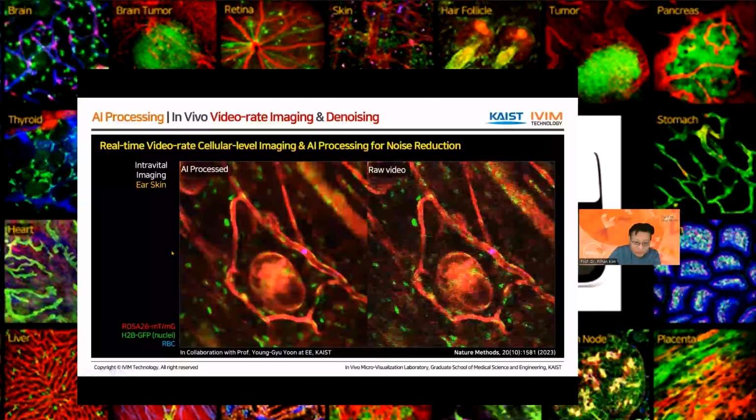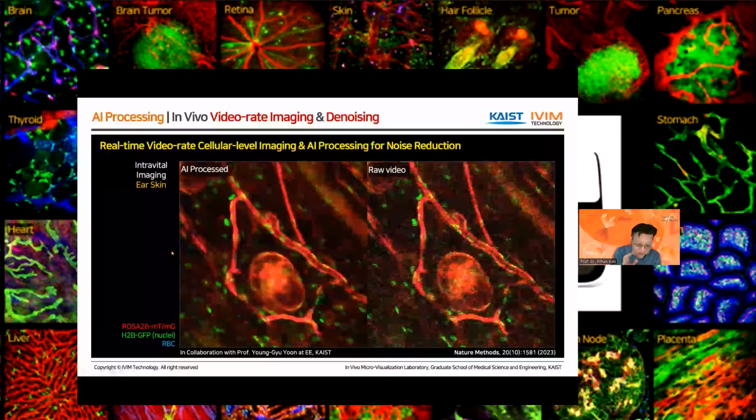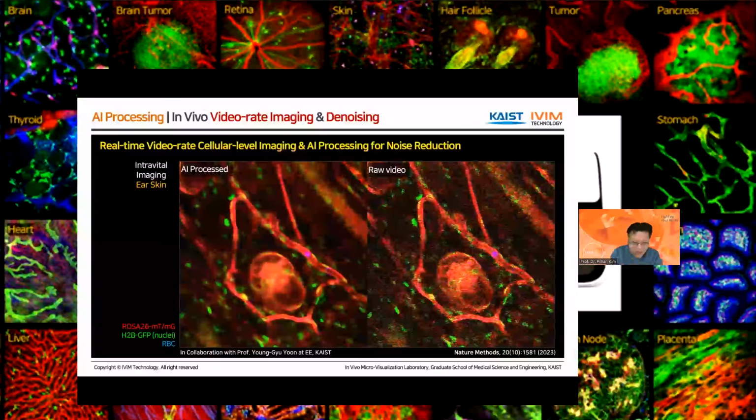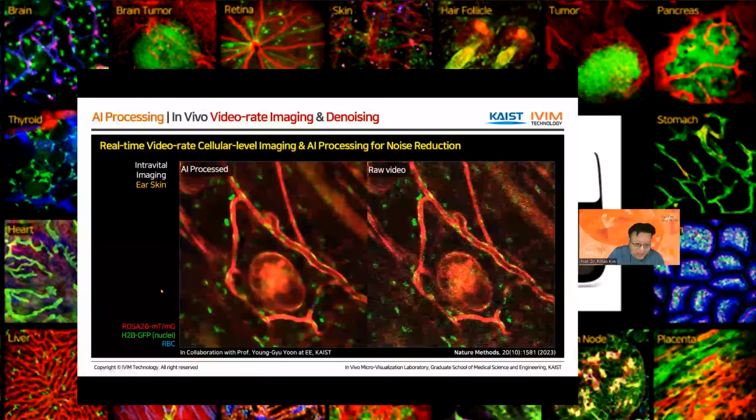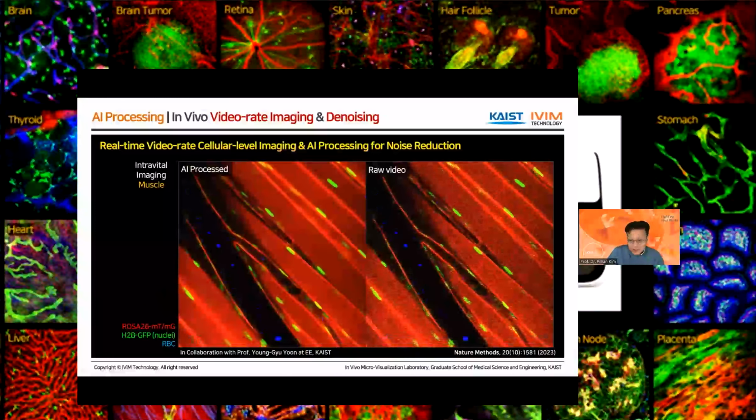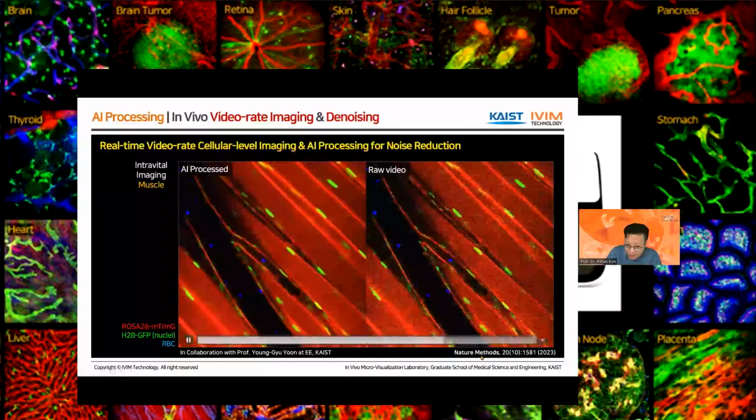So this is one example. And then it needs very heavy post-processing, but the outcome is very good, as you can see in this example. This work is already published, so if you're interested, you can find the code on the website.